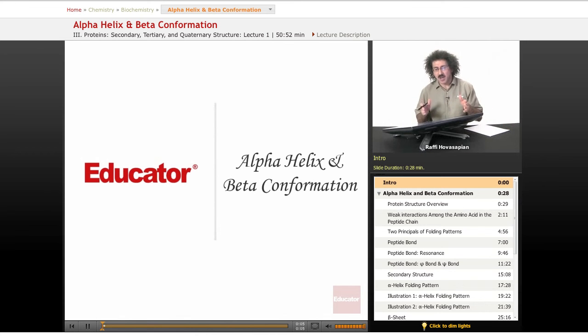So today we're going to be talking about secondary, tertiary, and quaternary structure. Actually, we're only going to mention tertiary and quaternary structure towards the end. I'm not really going to discuss it too much. I wanted to concentrate on this lesson on secondary structure, in particular the alpha helix and the beta conformation, otherwise known as the beta sheet. So let's just jump in and see what we can do.